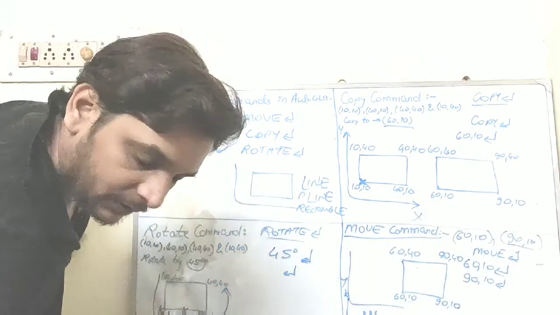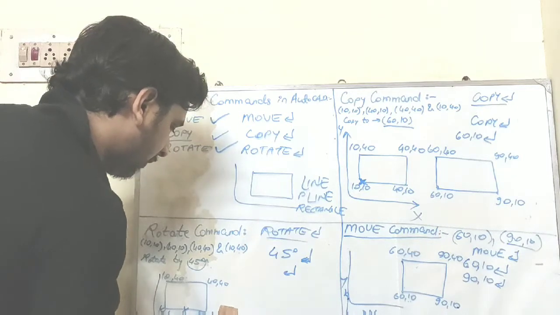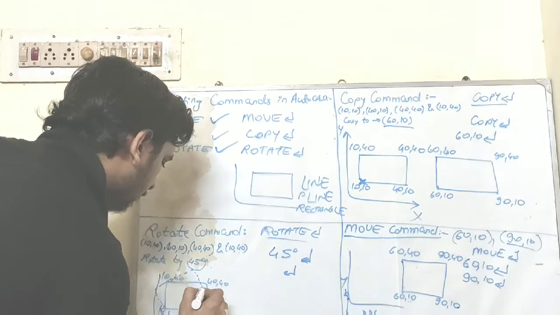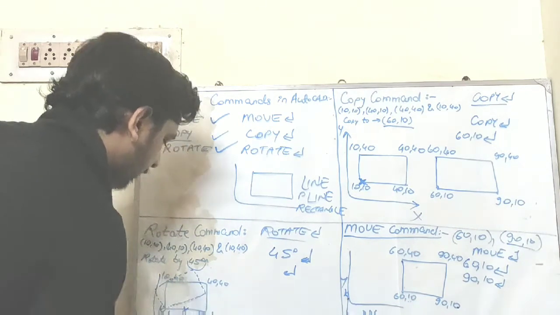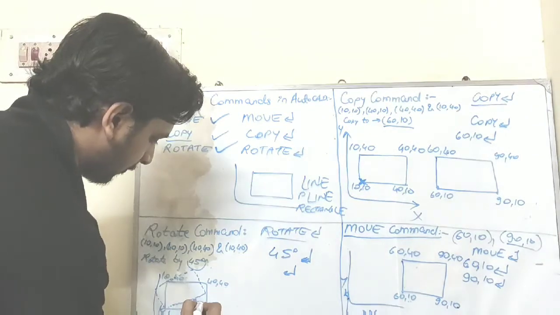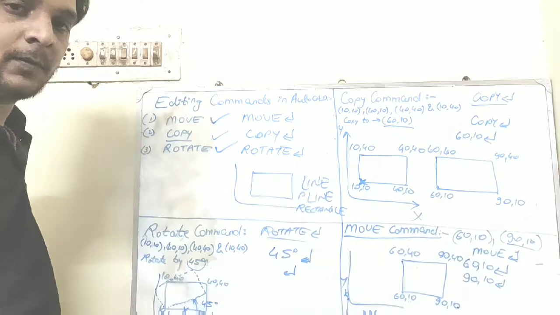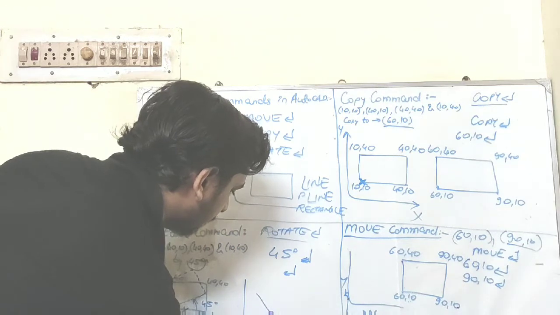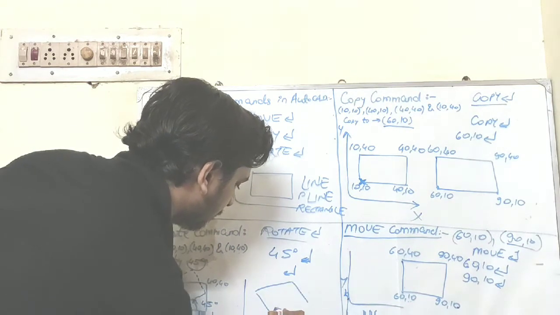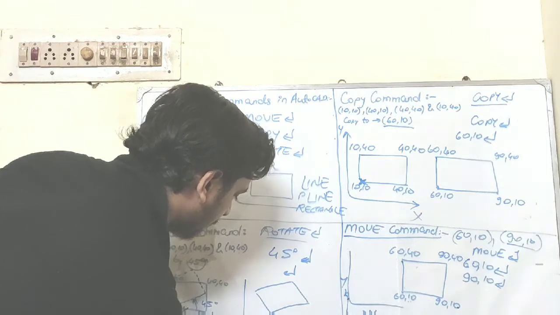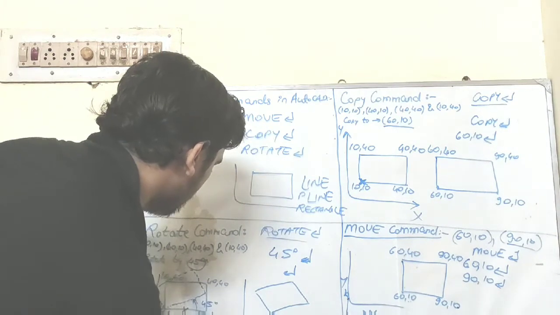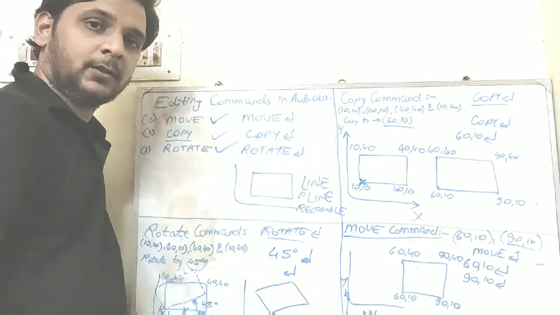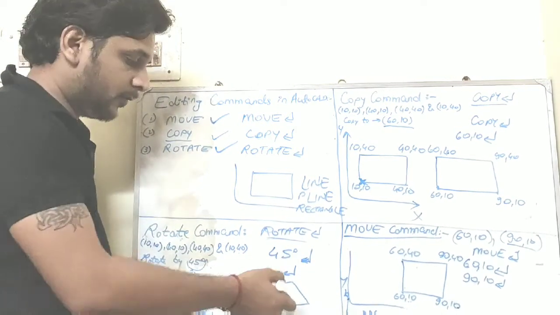After pressing enter key, you will see this object get rotated at an angle of 45 degrees. This is the initial diagram, this is the final diagram. So you will see the final diagram will look like this. And the other coordinates will be obtained with the help of the software.